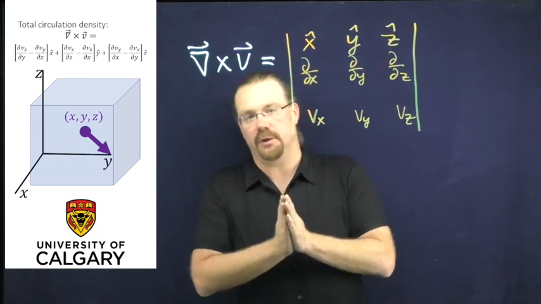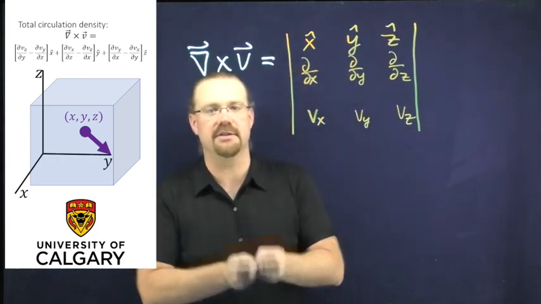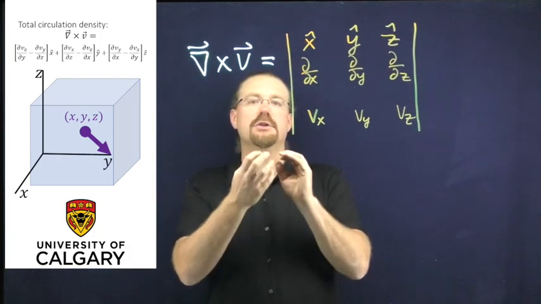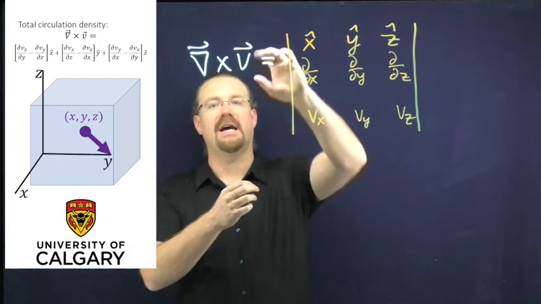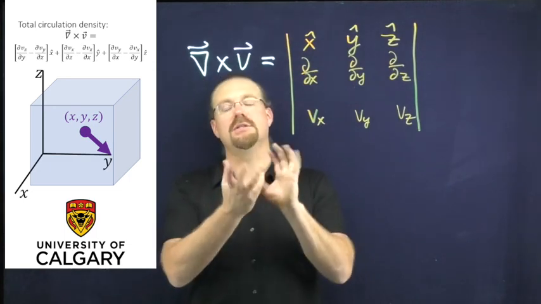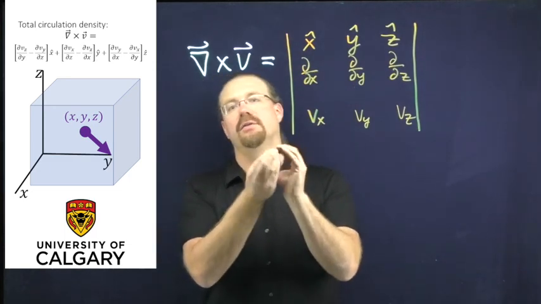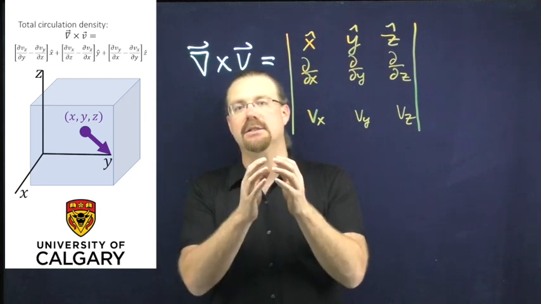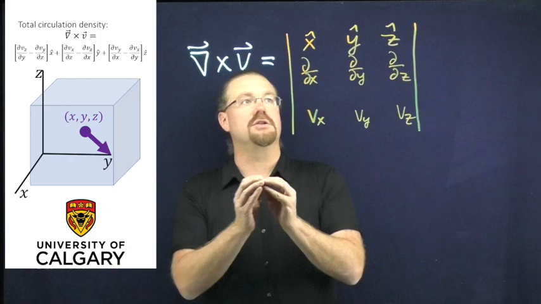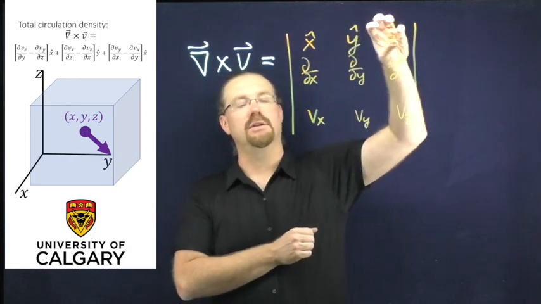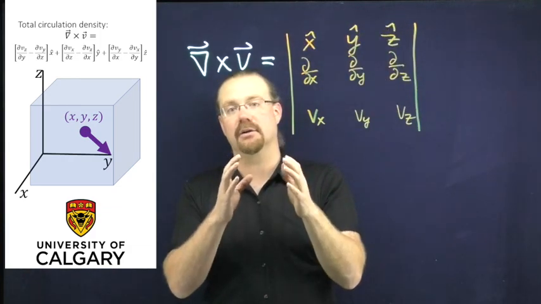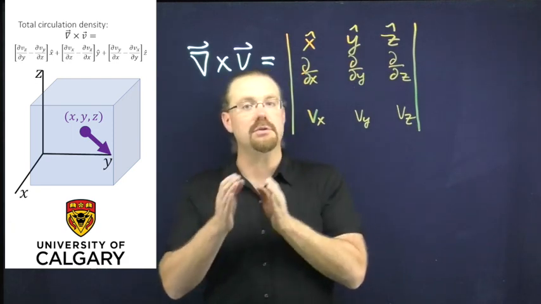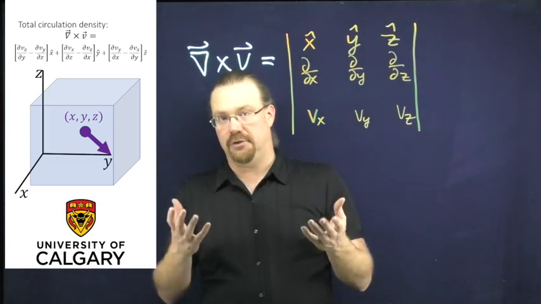What this video showed was that curl is the circulation density at a point. We were able to derive why this mathematical operator gives us the amount that the vector field is flowing around in a vortex. The amount that it flows around is a three-dimensional vector that is going to have the x component, the y component, and the z component all added together to give one vector. This curl is going to be very useful, especially in electricity and magnetism.